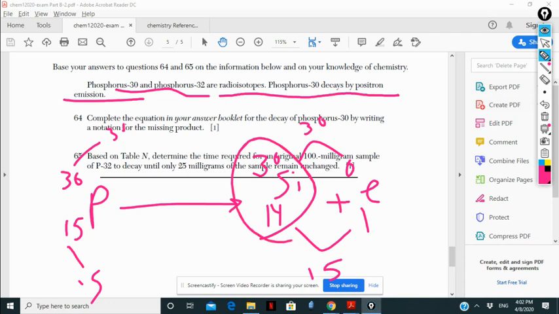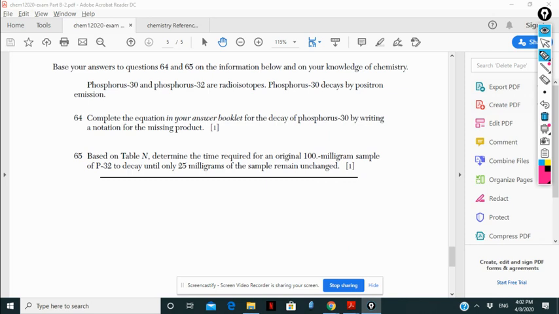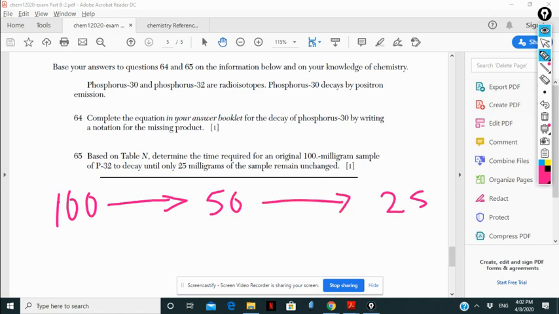Based on Table N, I start with 100. I want to go to 25. So the half of 100 is 50. Half of the 50 is 25. So that means I have two half-lives.